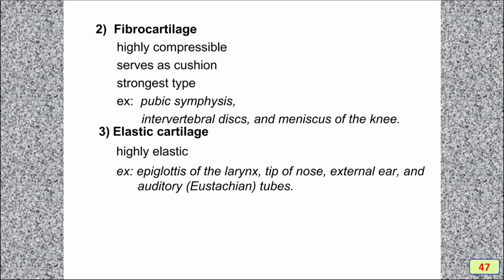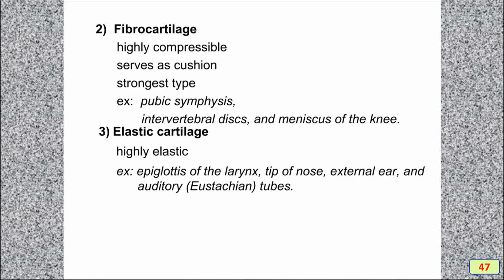Then fibrocartilage; an example is the pubic symphysis of a bone. Then the meniscus of the knee and intervertebral discs are examples of fibrocartilage, which have a cushioning effect to stop damage between two bone tissues and avoid collision. Elastic cartilages are elastic in nature: the epiglottis of the larynx, tip of the nose, external ear, and the auditory tubes. So this is the structure of the elastic cartilage.